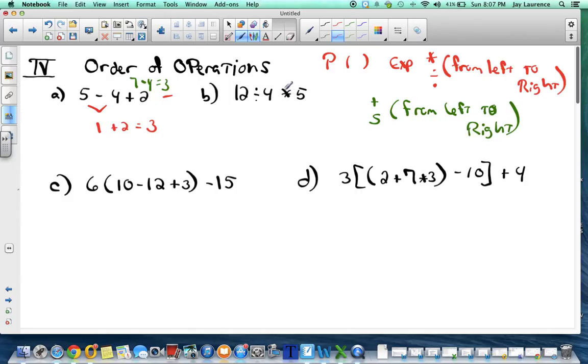The P word might mislead somebody to think to do 4 times 5 first. That's why I don't use it. I'm going to go left to right. 12 divided by 4 is 3, and 3 times 5 is 15.